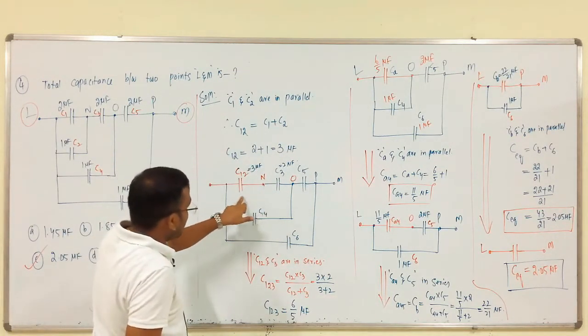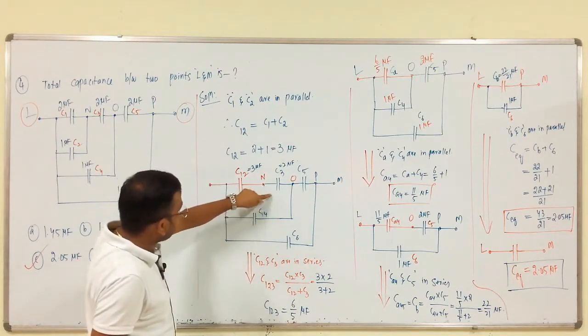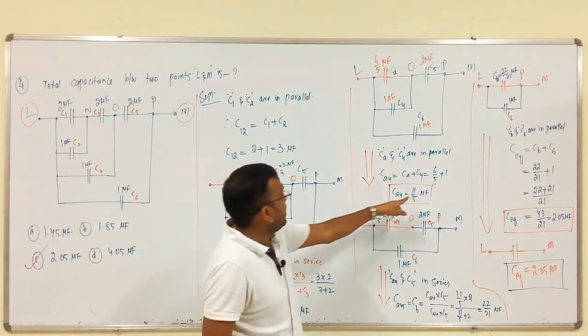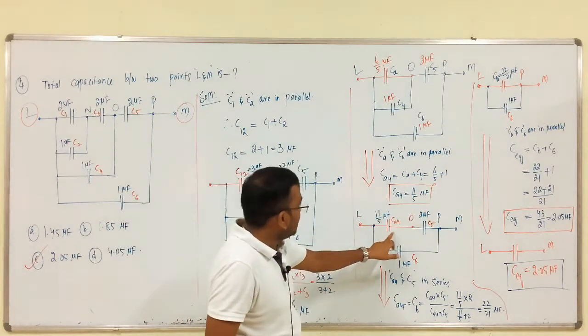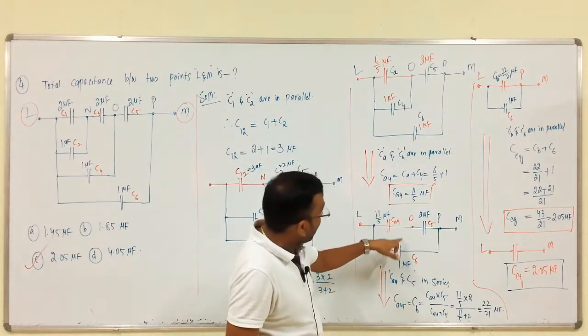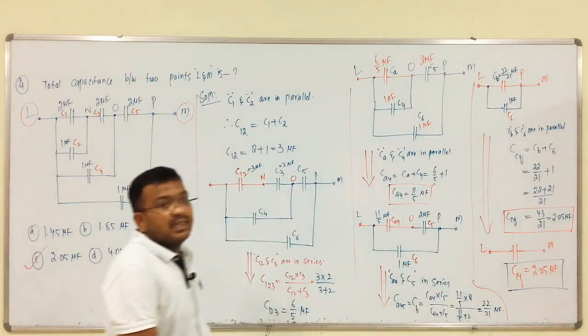These two are connected in series, that's why 6 by 5. Again, the 6 by 5 and C4 are connected in parallel, that is, we are going to get the addition of this, 11 by 5. Again, these two are in series, that is 22 by 21. Therefore, these two are in parallel, that is 2.05. That is nothing but the answer.